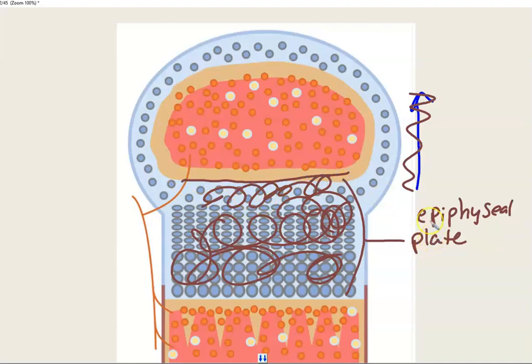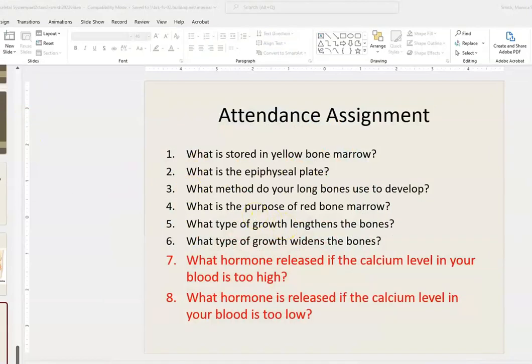So once the growth has stopped, it's no longer called the epiphyseal plate. It is called the epiphyseal line. So on my bones, and probably most of your bones, in that epiphyseal area, it is probably a line at this point. I know I don't draw well. It's the best I can do to give you some sort of vision of that.